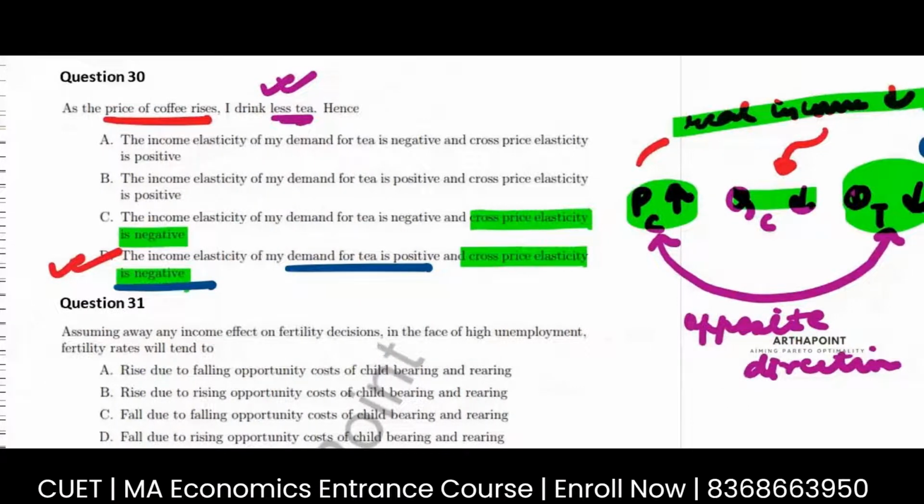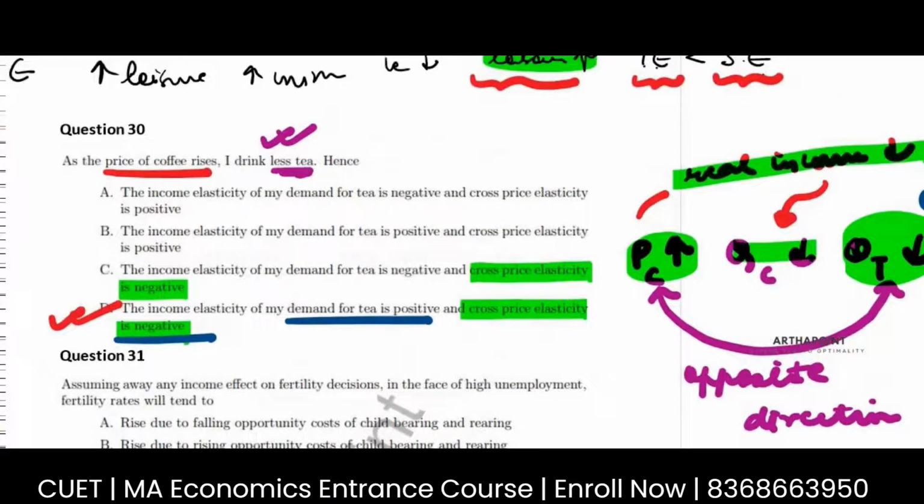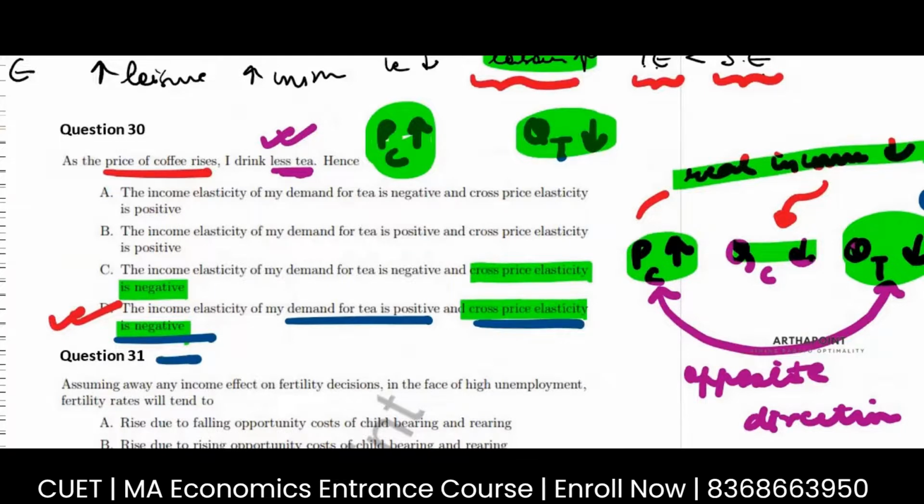Right? So just try and think. You have to see which direction it is moving in. It says when the price of coffee rises, I drink less tea. So I increased the price of coffee. The quantity of coffee is not given, but the increase in the price of coffee has caused a decrease in the quantity of tea. So the price of coffee and the quantity of tea are moving in opposite directions, which means that the cross price elasticity is negative.